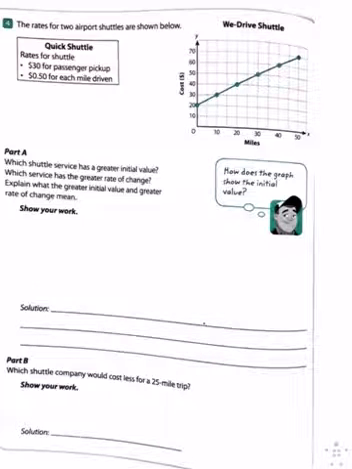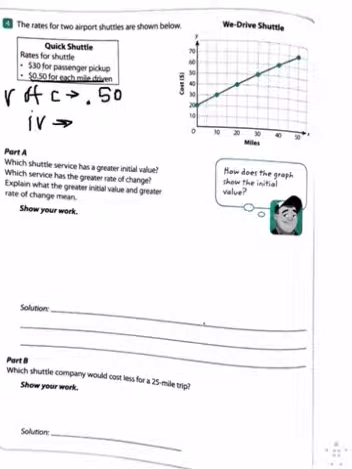Okay, problem number 4. It says the rates for 2 airport shuttles are shown below. So we have the Quick Shuttle, and our rate of change for the Quick Shuttle is going to be 50 cents for each mile. So 50 cents is our rate of change. Our initial value is going to be $30. $30 to pick them up, 50 cents for each mile.